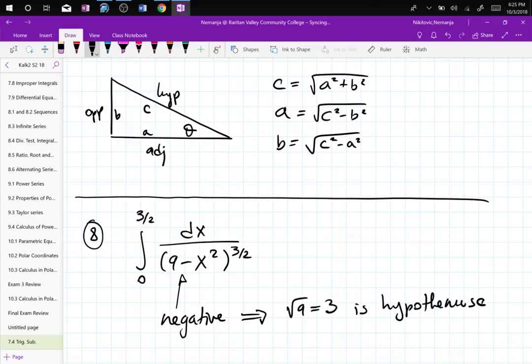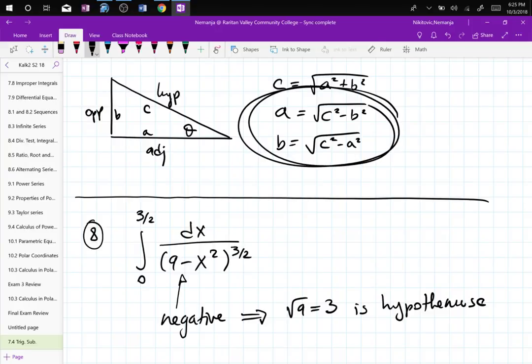If you don't believe me, just look at these two formulas. If there is a negative underneath, c squared is always first. That means that the c, which is the hypotenuse, is 3. Can we all make that connection very quickly?